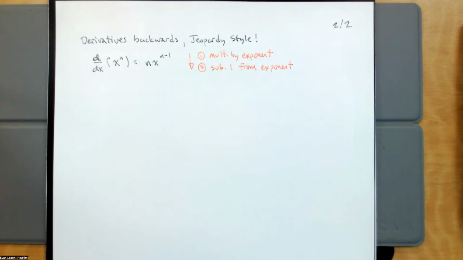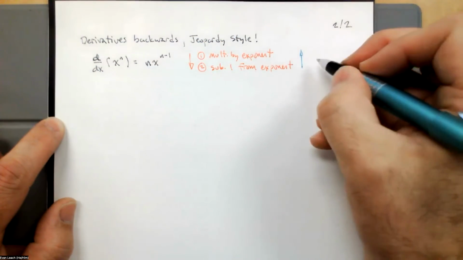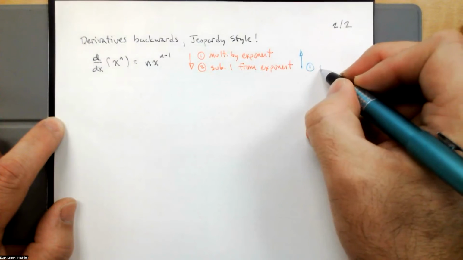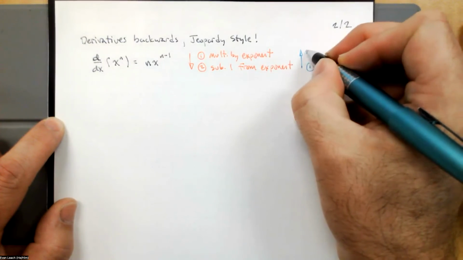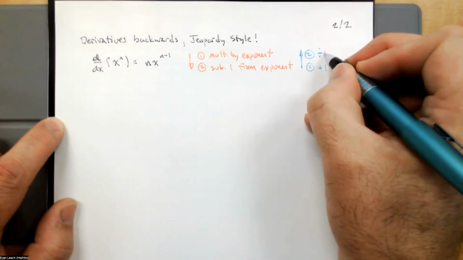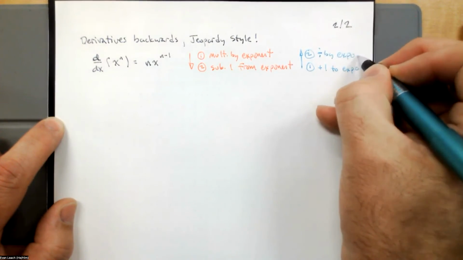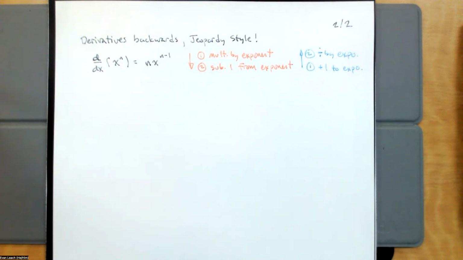So if we're going to do the inverse of this, what's the inverse of multiplying by the exponent and subtracting 1 from the exponent? If we're going to do inverse operations in reverse order, first, we'll add 1 to the exponent. And then what will we do? Divide by the exponent. That is how we invert a bunch of operations. We do inverse operations in reverse order.